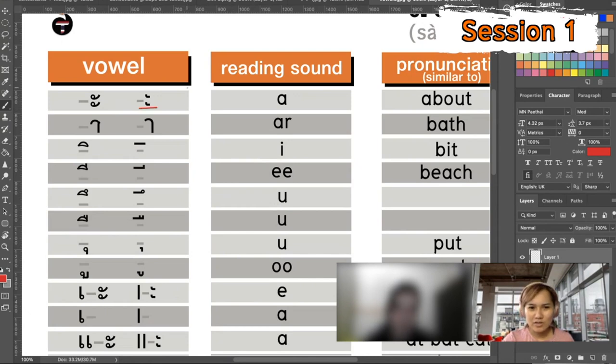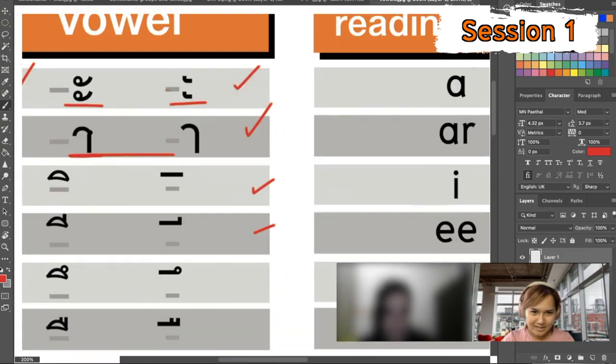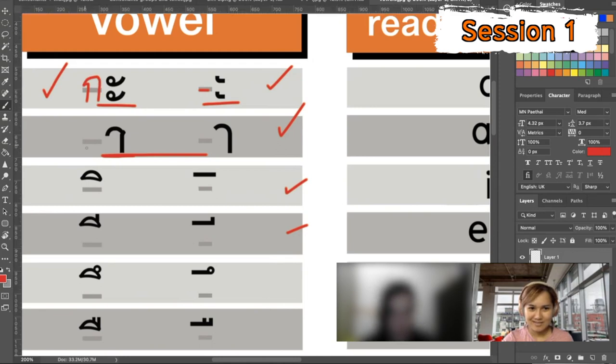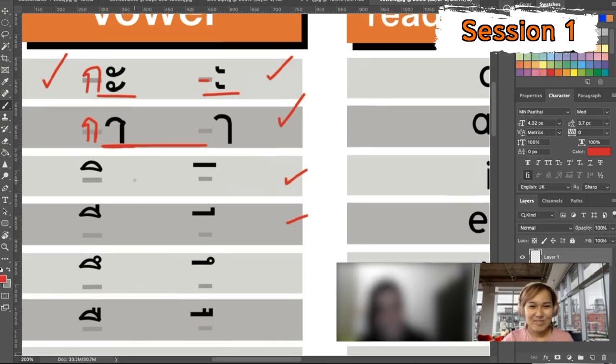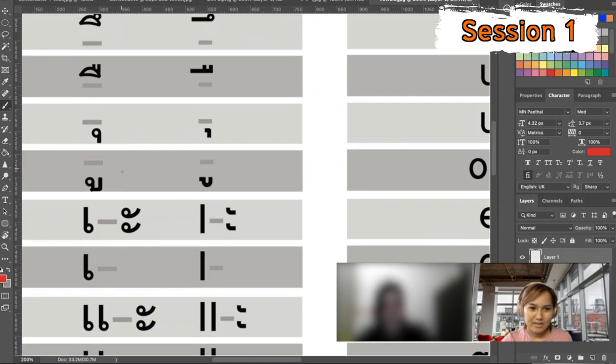So we have short and long. To remember, just short, long. You can hear the sound. This one is like about. What is here is where the consonant will be placed. So it will be like this, ga, right? Yes, exactly. Good job. But with this one, the consonant will be here. So sometimes it's after, sometimes it's above, sometimes it's in the middle.